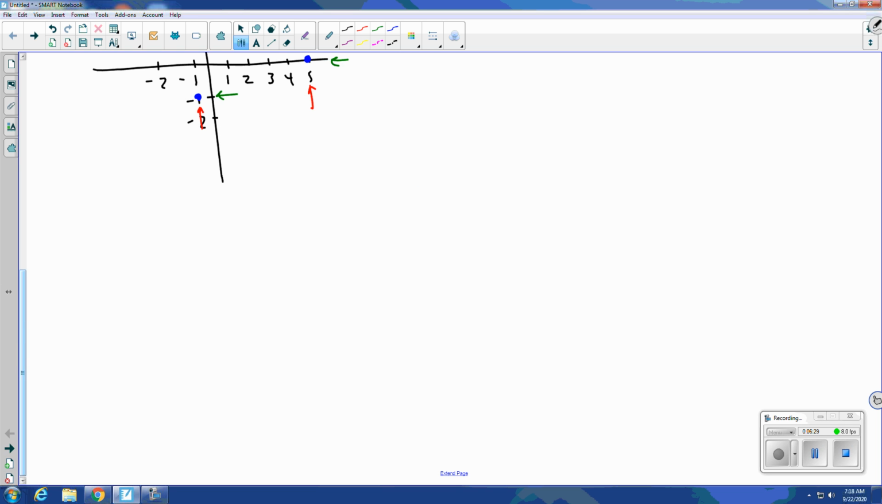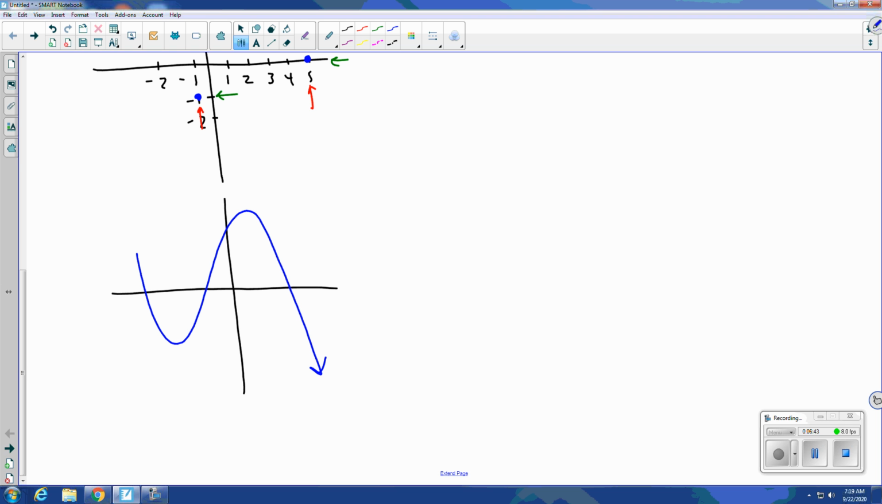But what if you have a continuous graph where all these points are connected? Let's say we have a graph. We'll actually do one that is bounded for now, and then we'll do one that is unbounded. So domain.